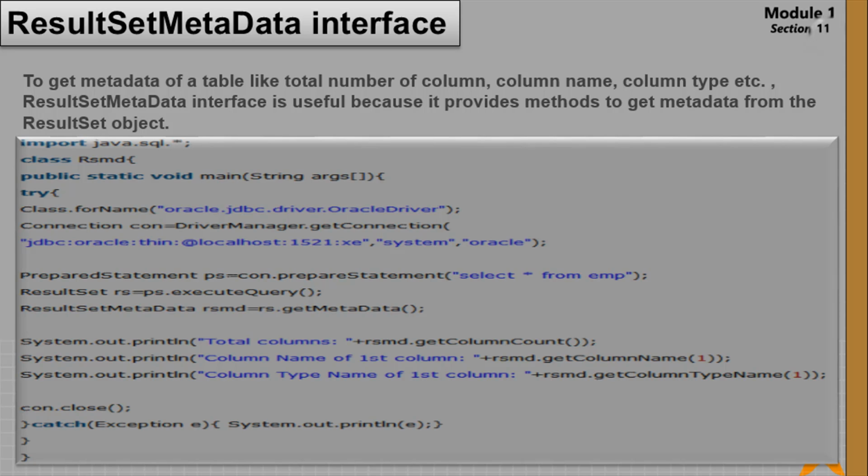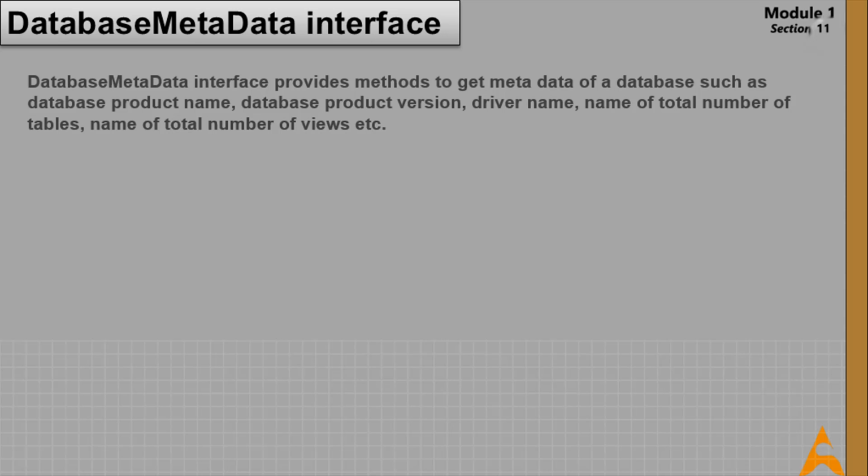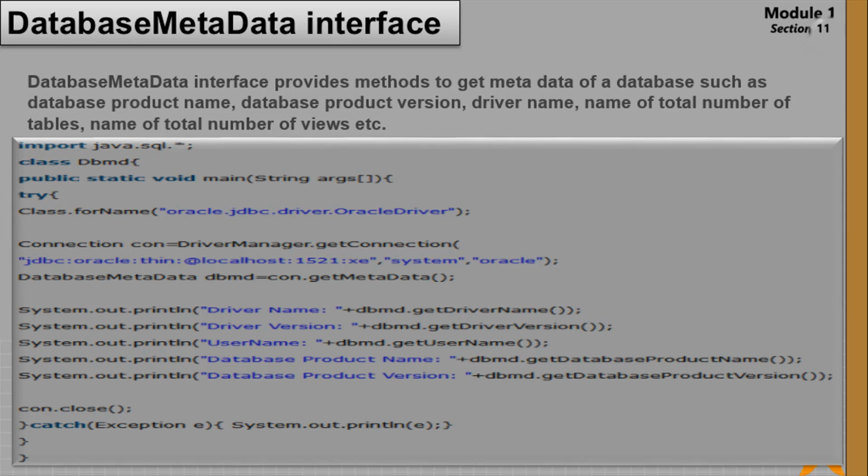Java DatabaseMetaData interface. The DatabaseMetaData interface provides methods to get metadata of a database such as database product name, database product version, driver name, total number of tables, total number of views, etc. Follow the example. The getMetaData method of Connection interface returns the object of DatabaseMetaData.